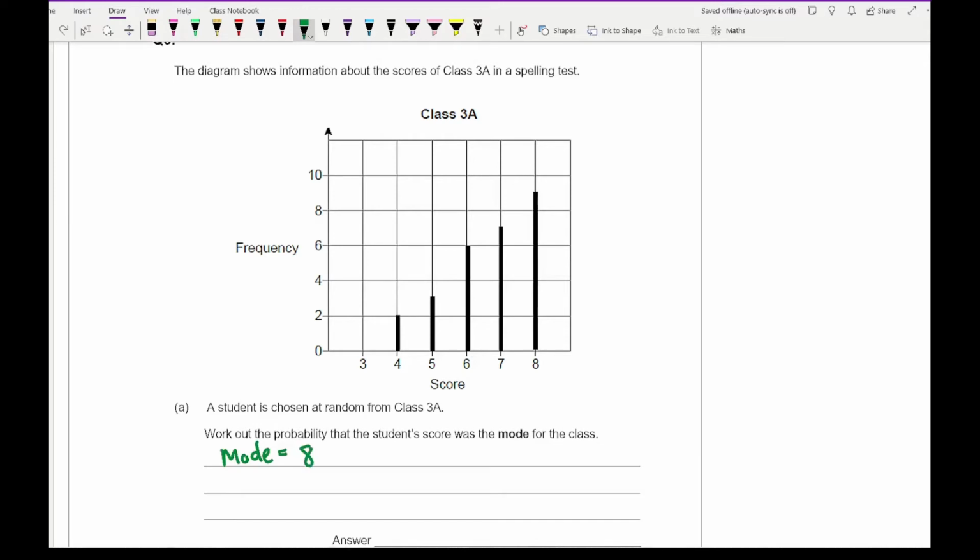So here it's what's the probability? Well, it's going to be 8 out of, so the frequency of 8 is going to be 9, so therefore it's going to be 9 out of 27 in terms of this. So how have I got 27? It's just by adding these numbers up. So I've got 2 plus 3 plus 6 plus 7 plus 9, and that equals 27. So the total in class equals 27 students.